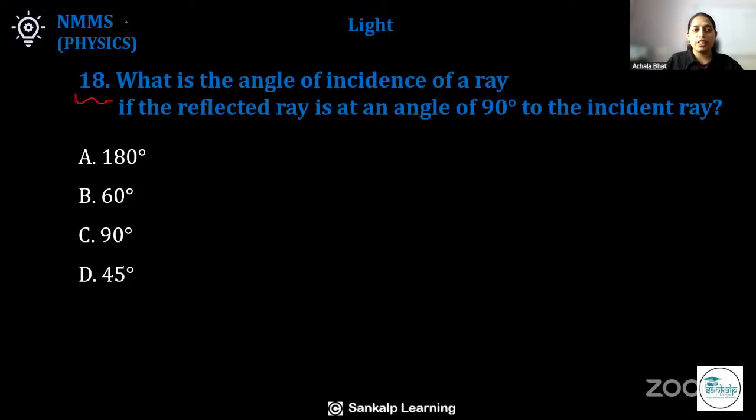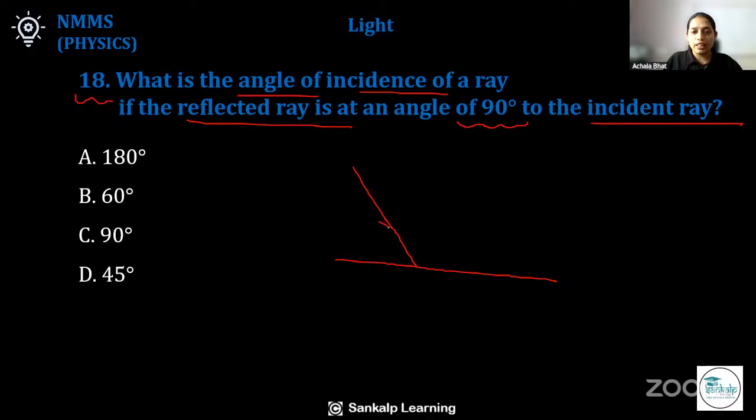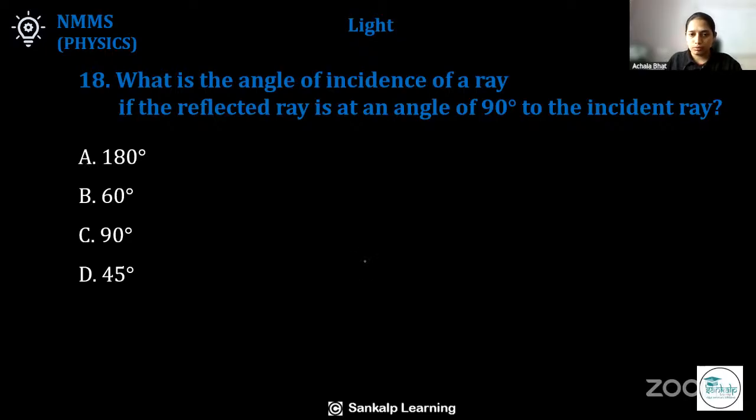Let us see question number 18 of NMMS Physics chapter light. What is the angle of incidence of a ray if the reflected ray is at an angle of 90 degree to the incident ray? Okay, let us assume this is the surface. This is the incident angle, this is the reflected angle, and this is the normal.